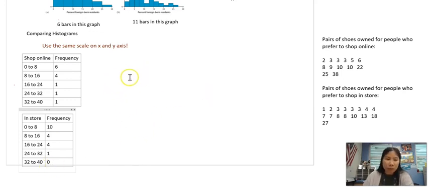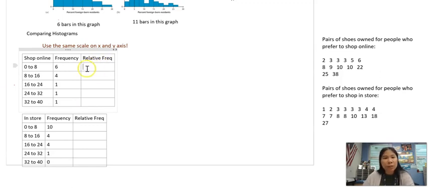And then this time, while we're here, let's do an example of a relative frequency histogram. So if we wanted to make a relative frequency histogram, then we would need to add a column in our table for relative frequency. To find our relative frequency, we want to take our frequency, so for this first row, 6, and divide by our total number of data points that we have just in this category of shopping online. So I believe there's 13 total, and then we would get that as our decimal, which is 46%.